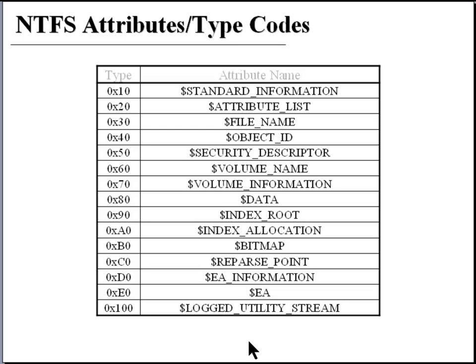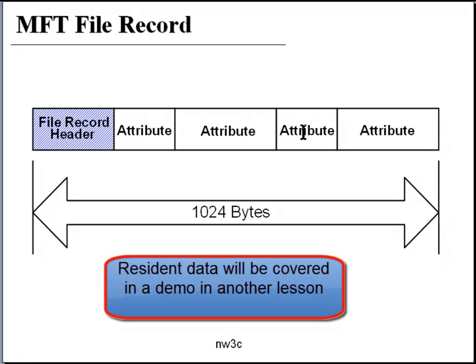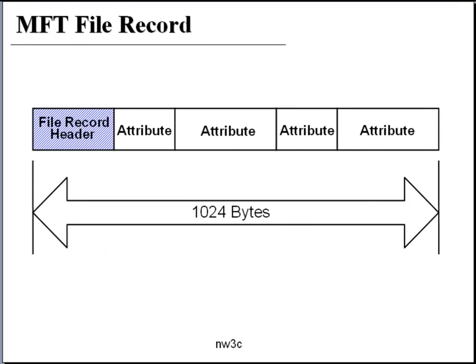What you're going to find here that's very interesting is, notice that, remember, hex 80 was an attribute data. The master file table record can actually hold the data associated with the file, that is the file's contents. So if a file is small enough, you can actually find the contents of the file within the master file table record, and we'll see that a little later on.